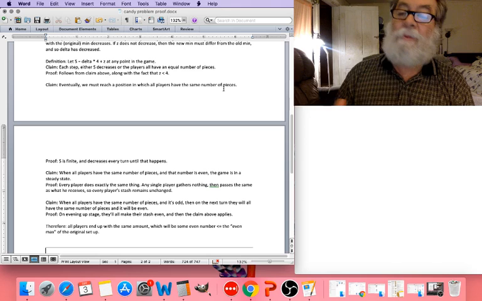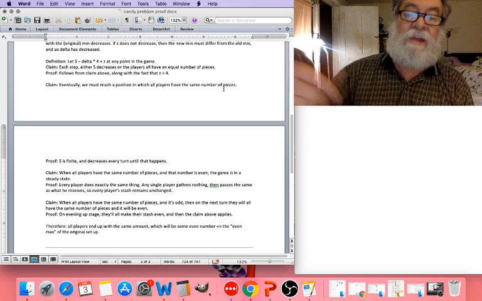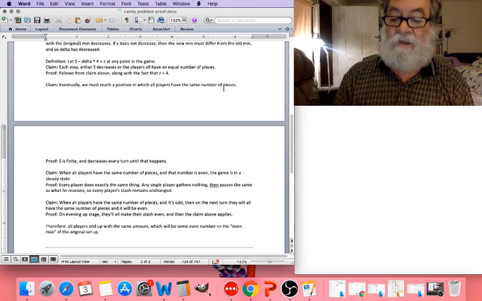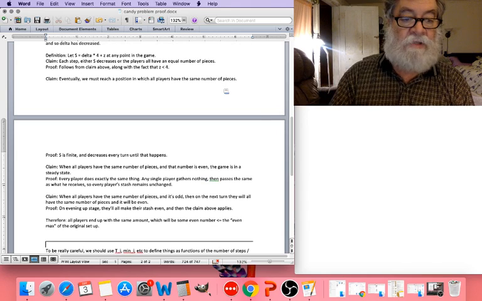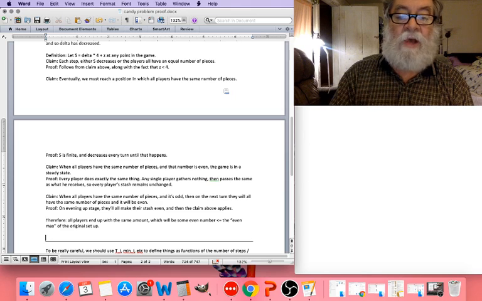In that case, it's a steady state of 6. So in that case, what happens is on the very next turn that makes it even, and then it immediately falls into where we can apply the claim just above it. So that means that all the players end up with the same amount, which will be some even number, which is less than or equal to the capital M we started with.